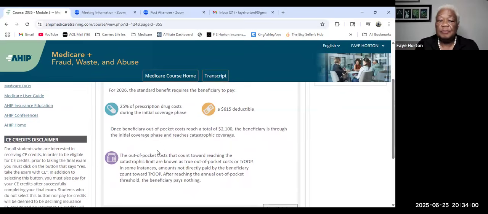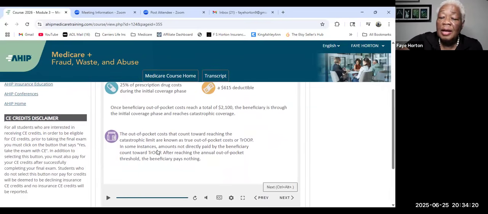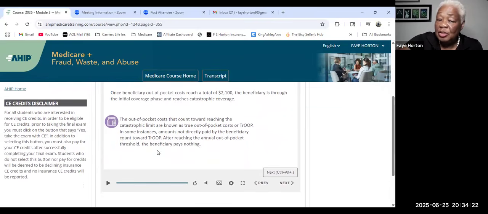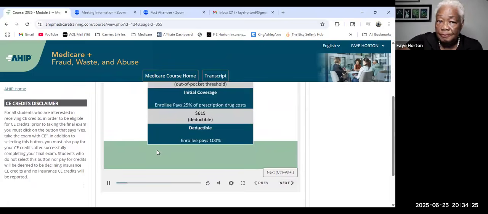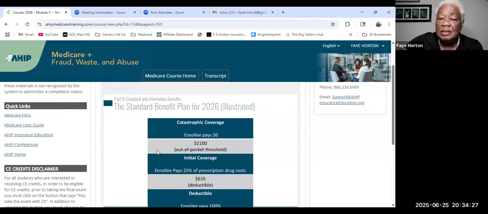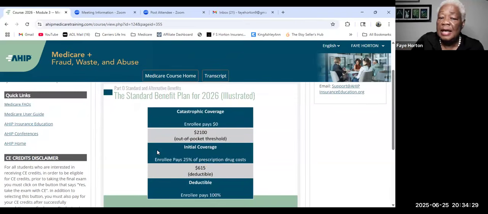of a deductible. The out-of-pocket costs that count towards reaching the catastrophic limit are known as true out-of-pocket costs, or TROOP. For some instances, amounts not directly paid by the beneficiary count towards the TROOP. After reaching the annual out-of-pocket threshold, the beneficiary pays nothing. So this is what the standard benefit looks like in an illustration.